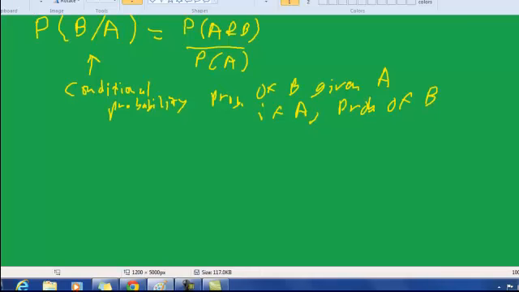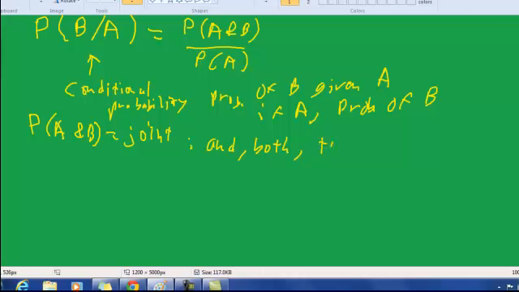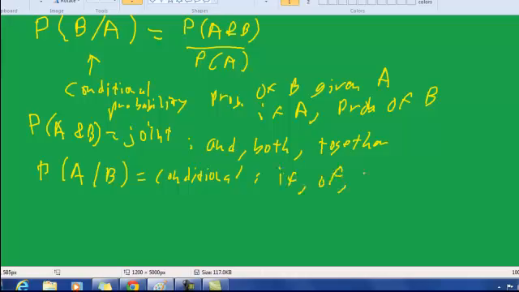And that's different from the probability of A and B. The probability of A and B is the joint probability, and we will use words like and, both, and together. The probability of A slash B is conditional probability, and we will use words like if, of, or given.